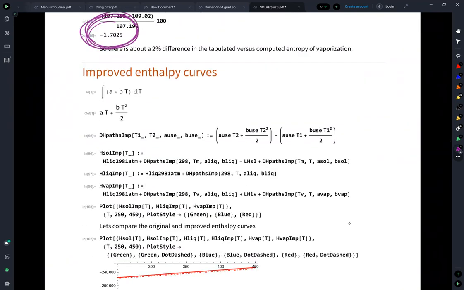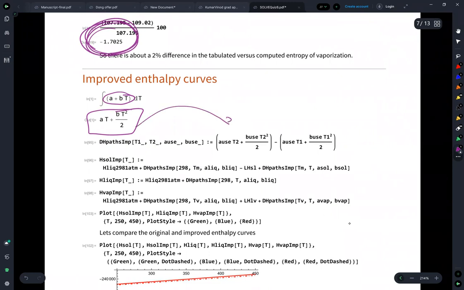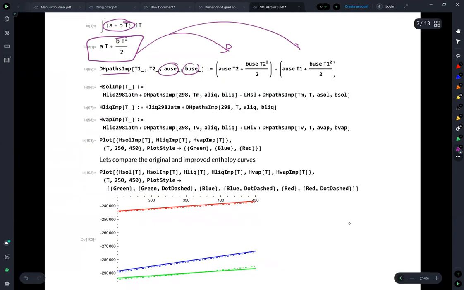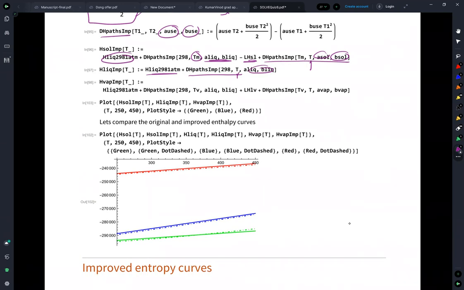So going back down to the enthalpy, substituting in our polynomial, this is now the path. So I included that here, which means that our path function now has an A and a B. So start in liquid, integrate the liquid to the melting temperature, transition, and then integrate the solid to the temperature of interest. The liquid, you start in the liquid reference and you integrate to the temperature of interest. And then for the vapor, you start at the liquid 298, integrate to the vaporization temperature, transition to the vapor, and then integrate the vapor phase to the temperature of interest.